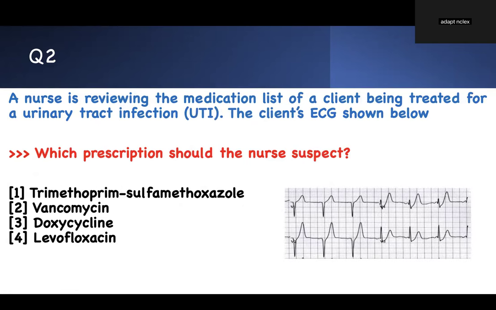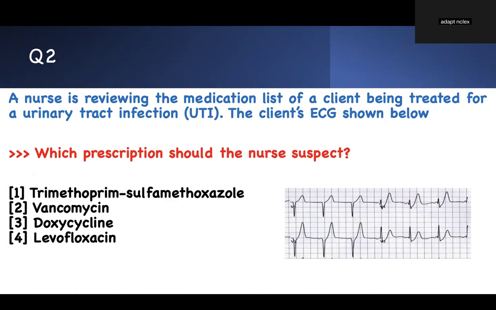This is the hard one. There are three or four hard ones before I cool you down. This is the way the test is designed. A nurse is reviewing the medication list of a client being treated for what? A UTI. The client's ECG is shown below. You have to read the EKG. Which prescription should the nurse suspect? Test taking strategy, critical thinking, pharmacology, using NCLEX questions and answers.